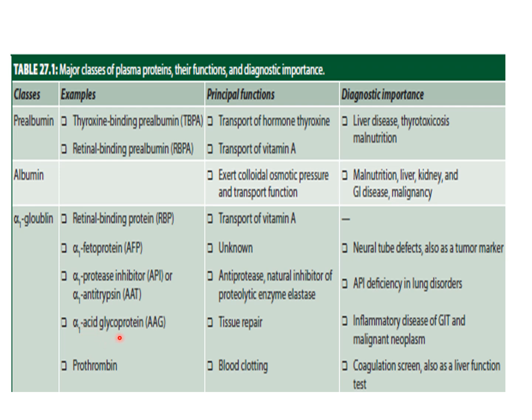Then alpha 1 acid glycoprotein, its function is in tissue repair. In inflammatory diseases and malignant neoplasm, there is a diagnostic importance of AAG. Then prothrombin, its main function is in blood clotting. Diagnostic importance lies in coagulation screen and also as a liver function test.